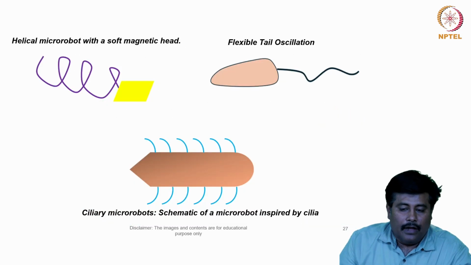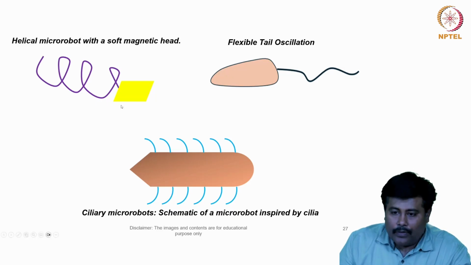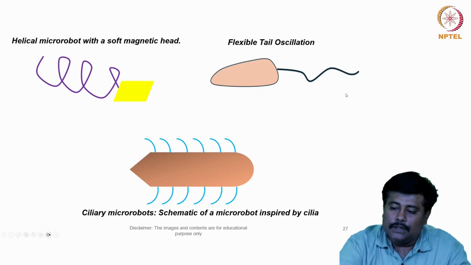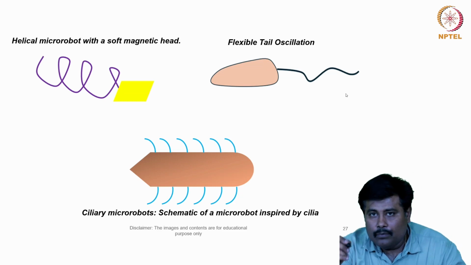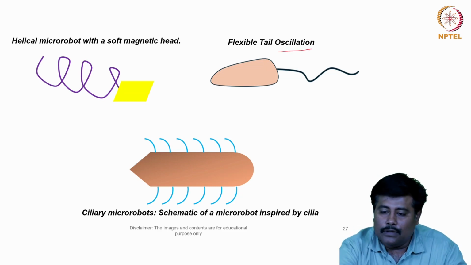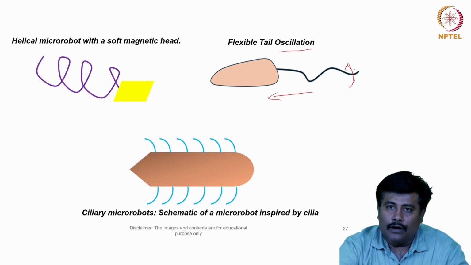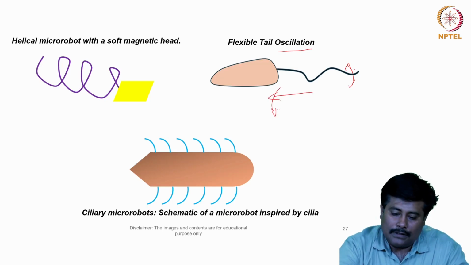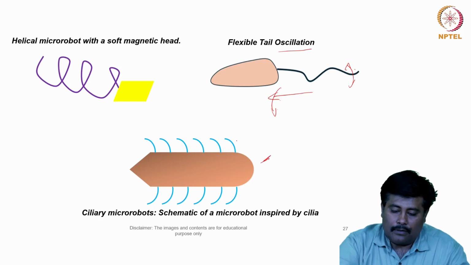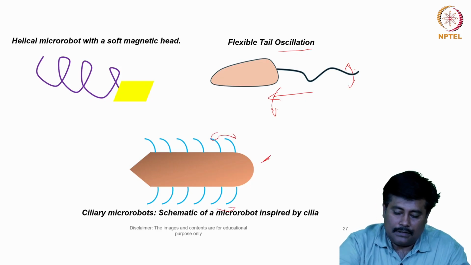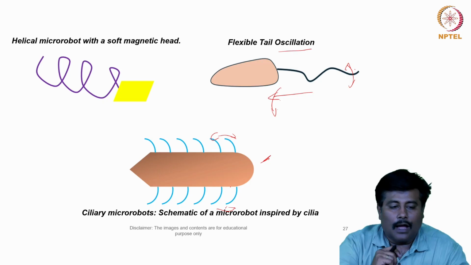So this is a kind of helical propulsion which exhibits a flexible tail oscillation. So basically the movement of the oscillation is termed over here. If we have an oscillation something like this, we can have control over the movement as well as the theta. Similarly, a cilia microrobot also has an oscillation in this particular direction for an appropriate movement.